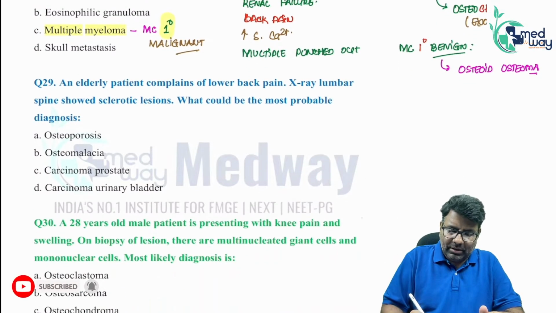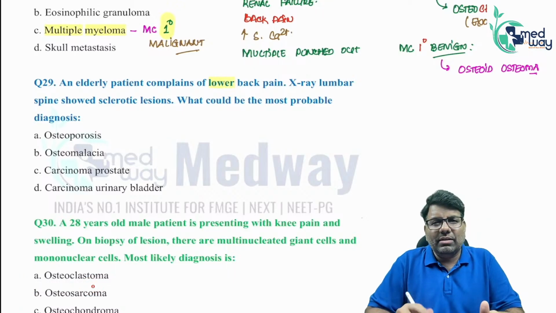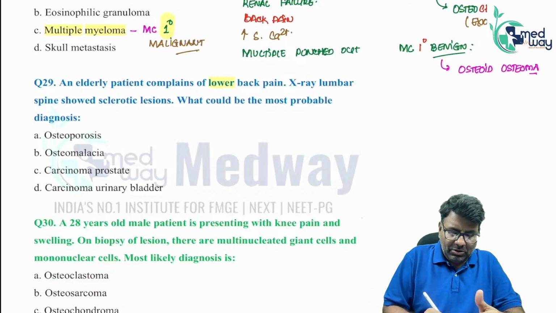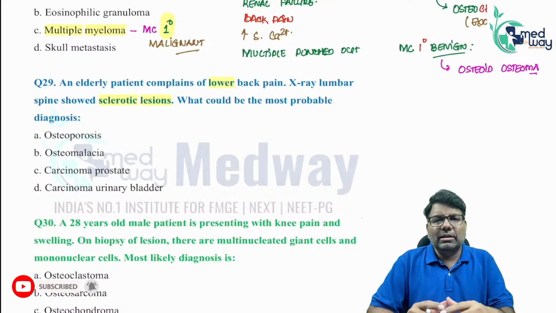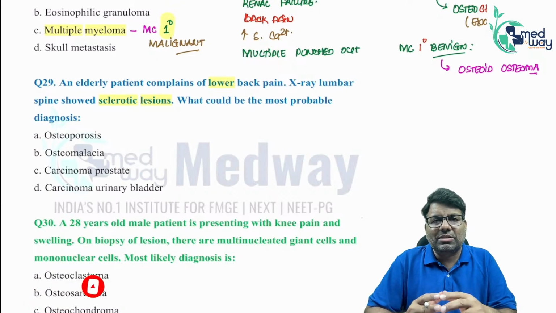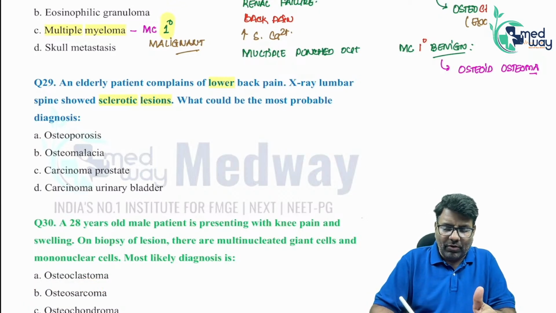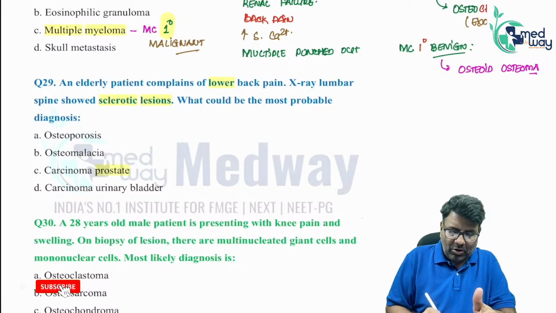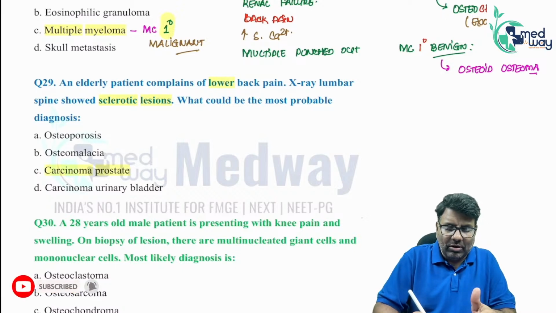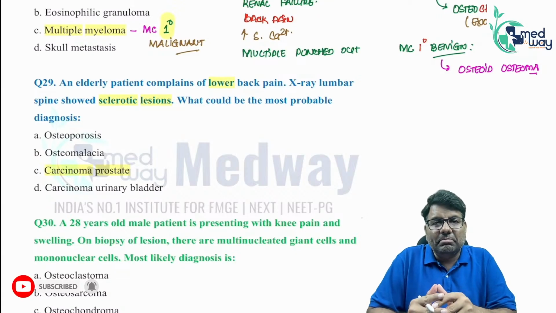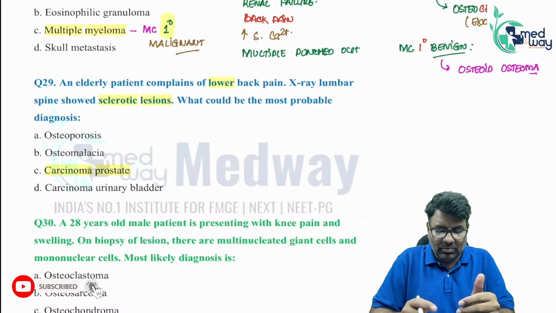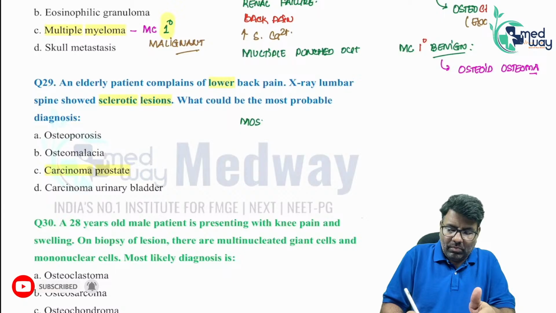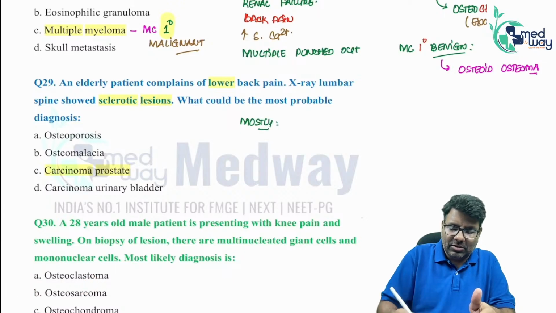Now, a patient presents with lower back pain, and when X-ray was done, we saw sclerotic lesions. Now, sclerotic metastasis, they usually come from carcinoma prostate. Now, this is very important because most of the metastasis to the bone is usually osteolytic. It means they damage the bone. So mostly metastasis is osteolytic.